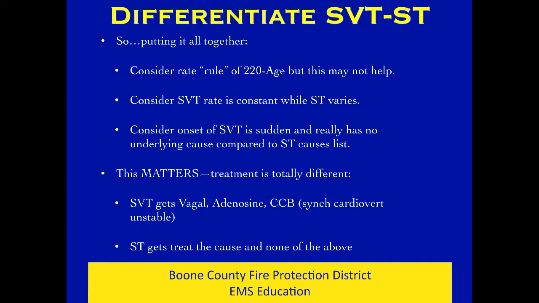So putting it all together, we're going to consider the rate rule, and the rule is in quotes there. We're going to consider SVT to have a constant rate while sinus tach is going to vary. We consider the onset of SVT as sudden, and there's really no underlying cause, whereas sinus tach will have a cause. And then, again, this really matters because we are not going to use the same treatment. We don't give adenosine, vagal maneuvers, calcium blockers, or sync cardiovert to sinus tach, and we do all those things if needed to SVT.